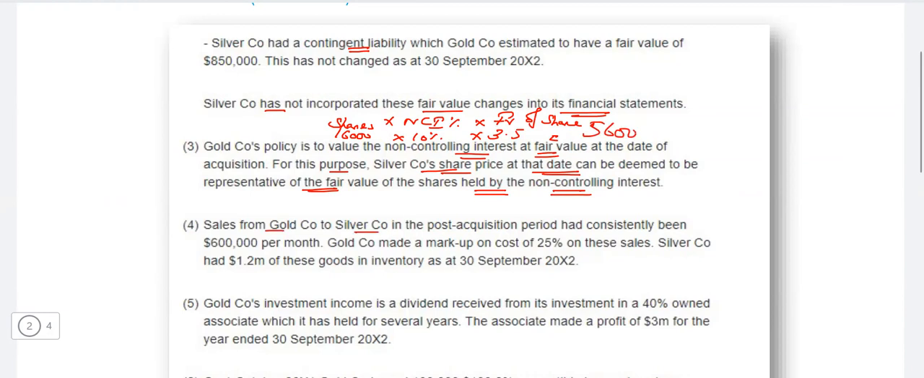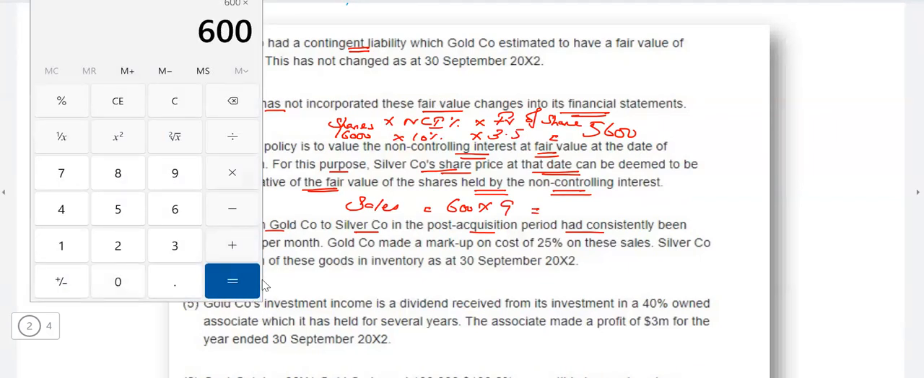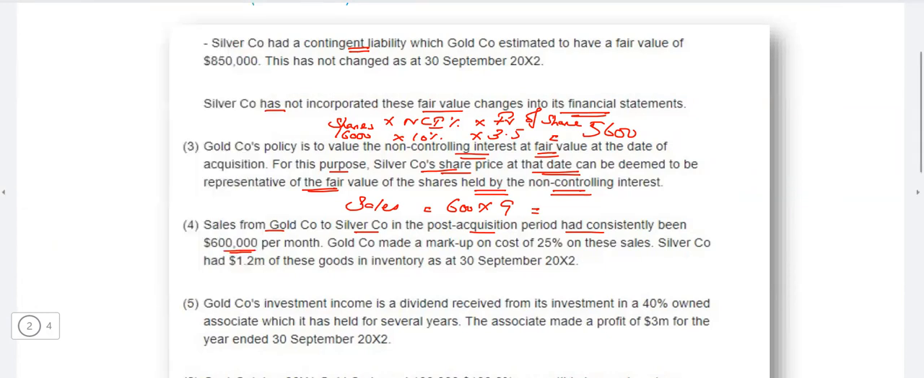Sales from the gold company to silver company in the post-acquisition period had consistently been 600,000 per month. So when we calculate the total sales, we need to reverse the intragroup sales, as well as the intragroup purchases, from the revenue and the cost of sales. So it is 600 into 9, 5,400, yes. So 5,400 would be removed from the intragroup sales as well as the intragroup purchases.